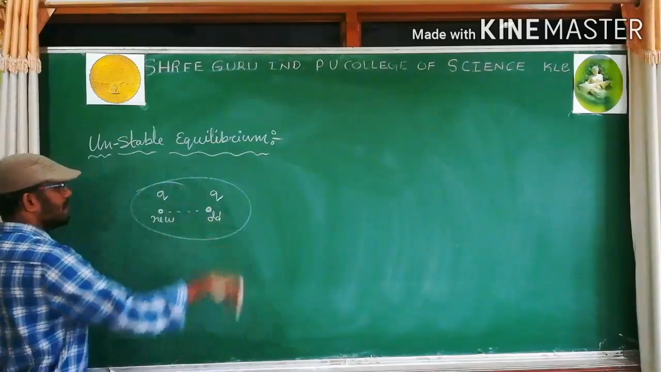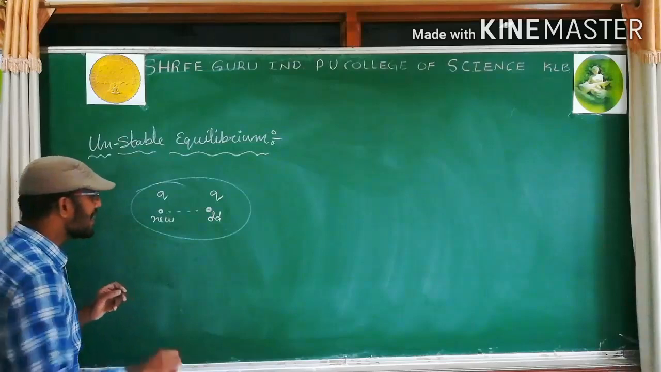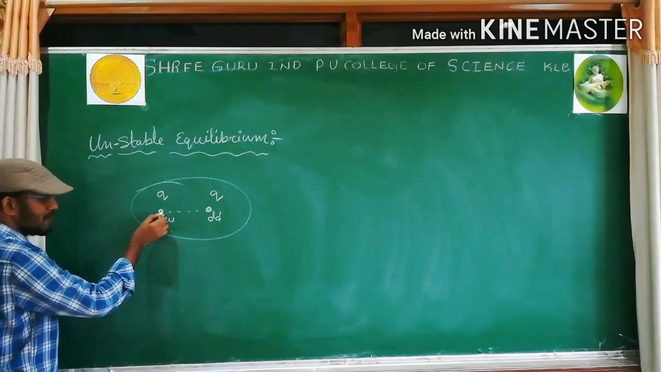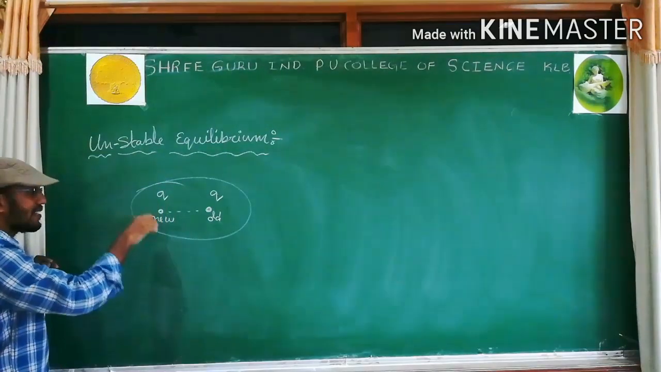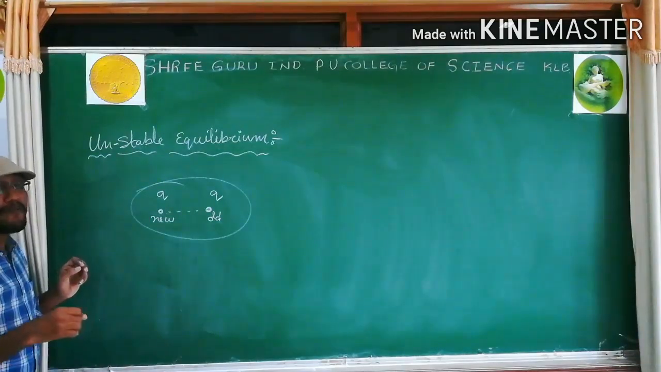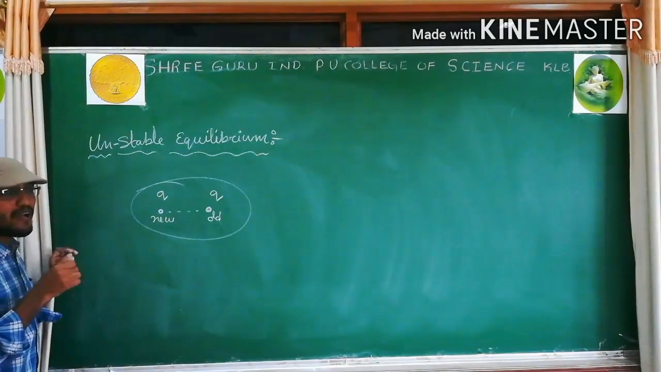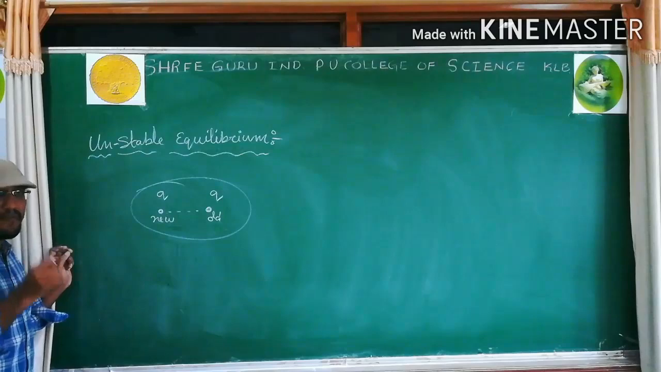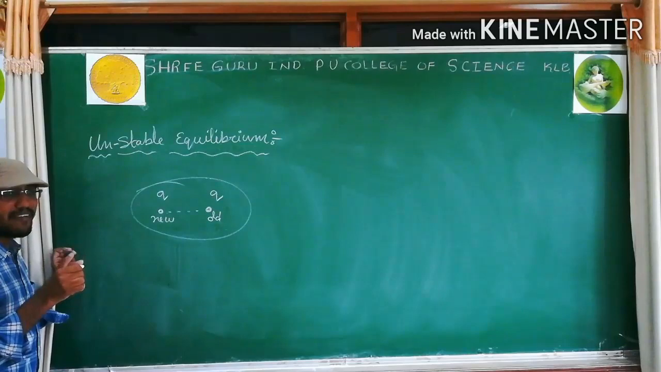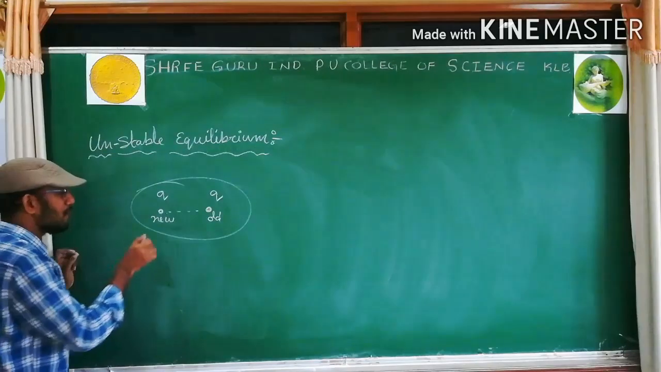So this type is called unstable equilibrium. And another thing here: if this point charge does not retain its original position but is at rest even at a new position, then that type of equilibrium is called neutral equilibrium. So a point charge is said to be in neutral equilibrium if it is at rest even in its new position.